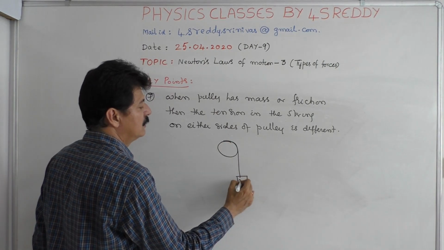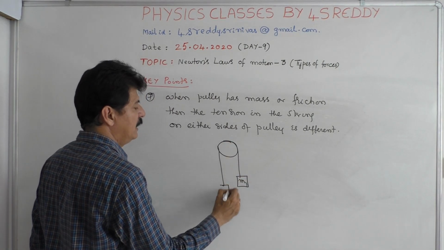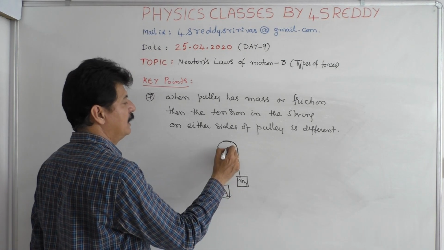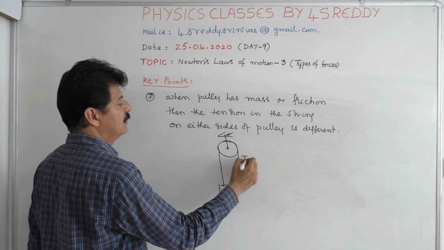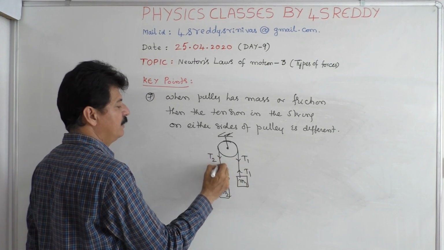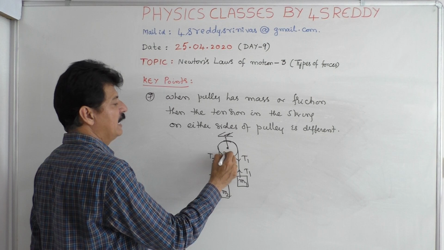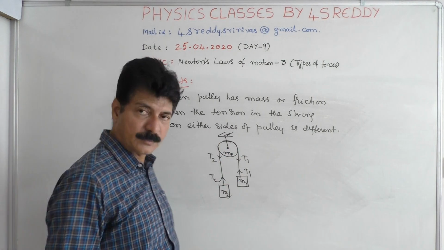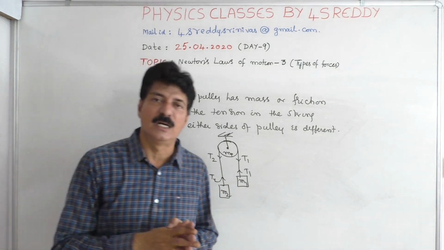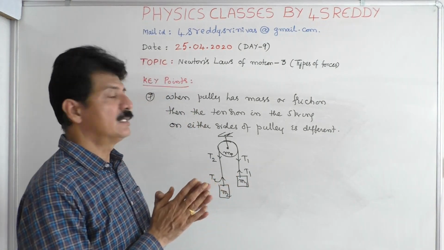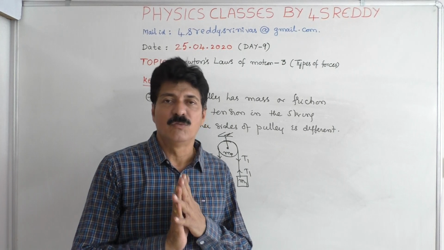Here, this is M1, this is M2, and here like this. This is T1 this side, then this side it might be T2 when the pulley has mass. These are certain important concepts related to the tension in the strings. This is also a contact force only.